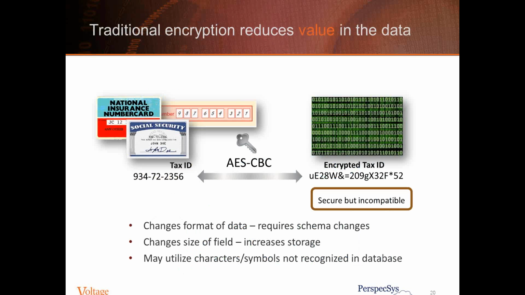So the traditional encryption approach, the standard in the industry today, is a cipher called AES. And AES is a cipher that is formatted into blocks. Whatever data you present to it, the result is an encrypted block. On the right-hand side, that starts with a UE. That encrypted block is protected, so it gives you great security, but it tends to break and make challenges inside field-level operations. Specifically, it changes the format of the data, which could require database schema changes. It changes the size of a field, which could increase storage. And it may introduce characters and symbols not recognized in the database.